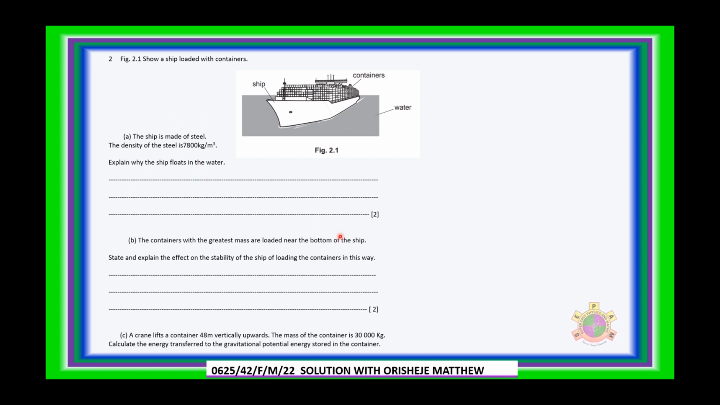So for 2 mark. The container with the greatest mass are loaded near the bottom of the ship. State and explain the effect on the stability of the ship of loading the container this way. A crane lifts a container 48 meters vertically upwards. The mass of the container is 30,000 kg. Calculate the energy transferred to the gravitational potential energy stored in the container.